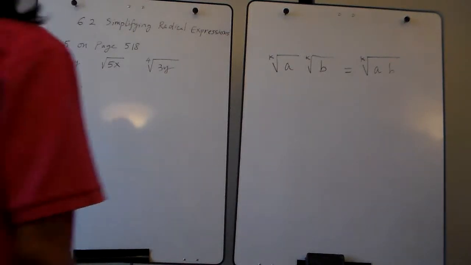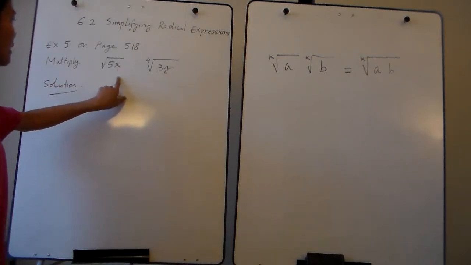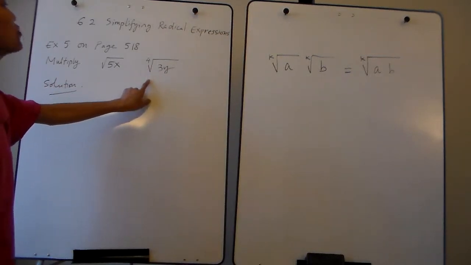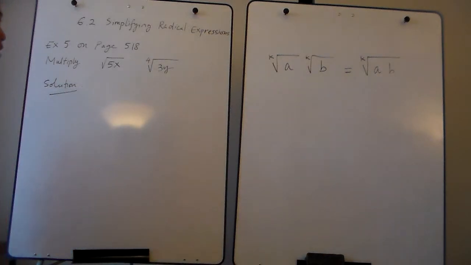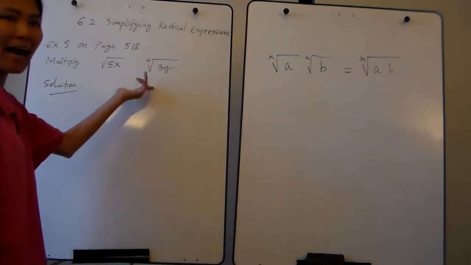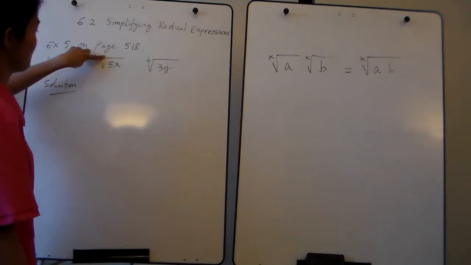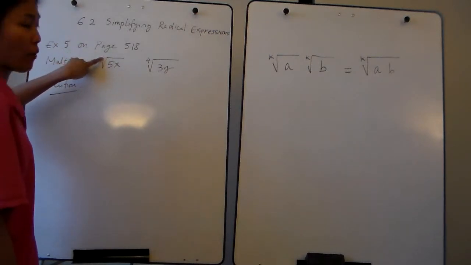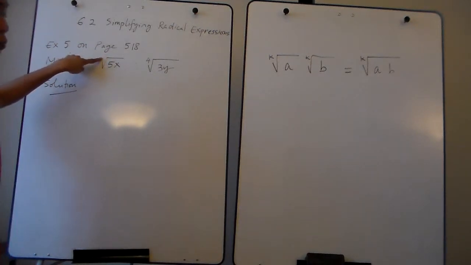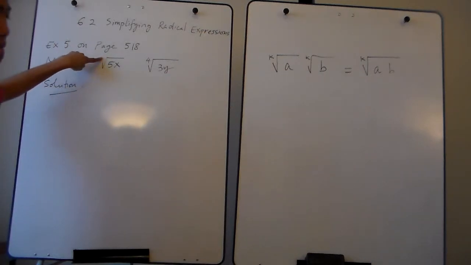Example 5 on page 518. Multiply square root of 5x times fourth root of 3y. Alright, unlike previous examples where you're given two radicals with the same k root, this one is a square root, meaning you have k is 2 right here. It's not written for square root, but it's understood that 2 is here, okay?